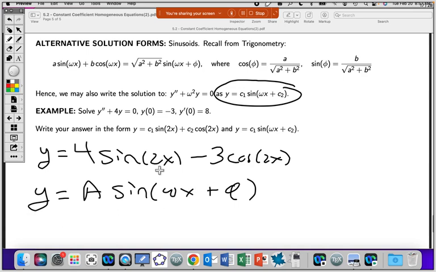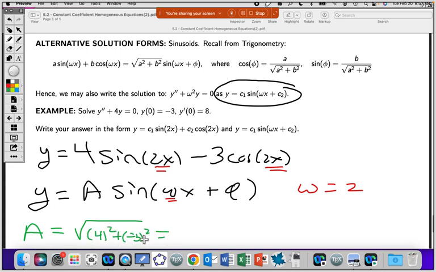All right? So first off, omega is going to be the same omega as before. So once again, for this to work, you need the same frequency. So the omega here is going to be 2. A, think of the Pythagorean theorem, that's just going to be the square root of little a squared plus little b squared. So what's our net amplitude going to be here?